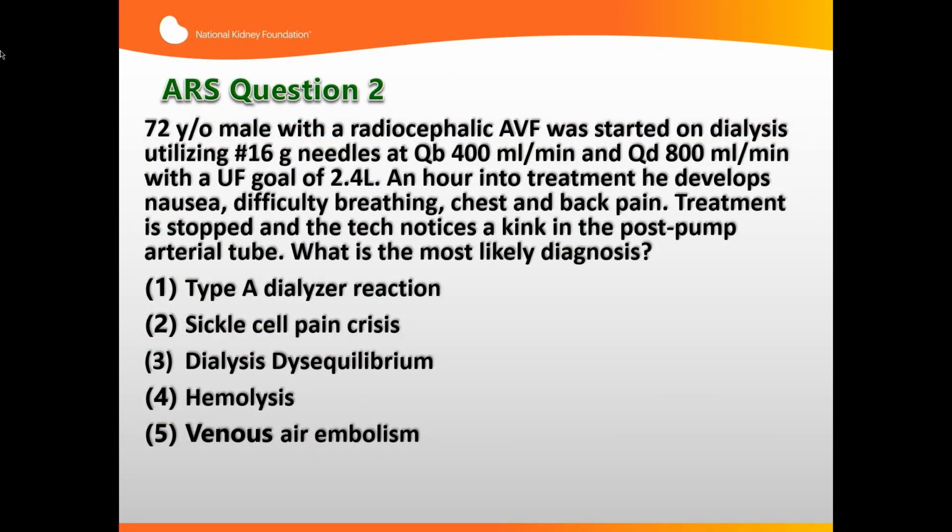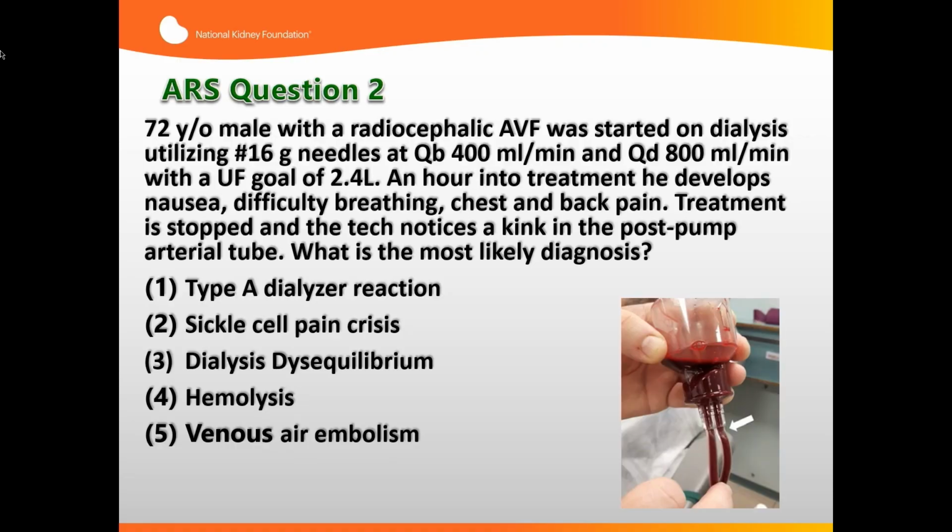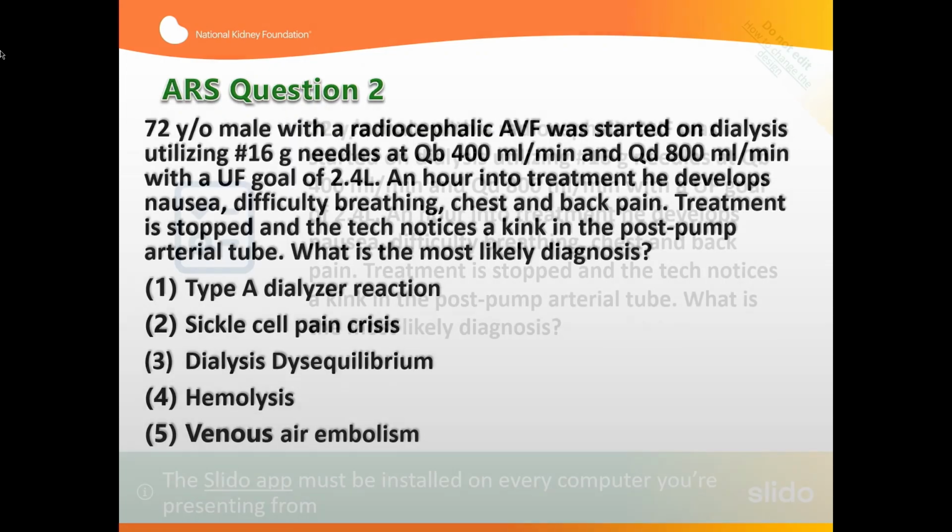All right. So the next polling question. This is a 72-year-old male with a radiocephalic arteriovenous fistula. He was started on dialysis utilizing two 16-gauge needles at a blood flow rate of 400 and a dialysate flow rate of 800 mLs per minute with a UF goal of 2.4 liters. An hour into treatment, he develops nausea and difficulty breathing with chest and back pain. The treatment is stopped, and the technician notices a kink in the post-pump arterial tube, much like this. What is the most likely diagnosis?